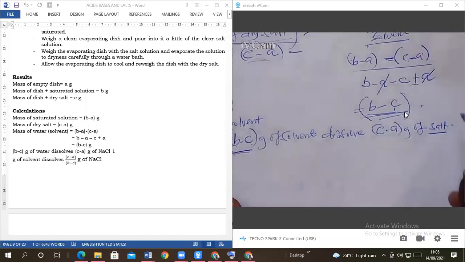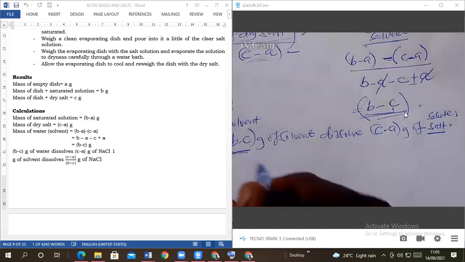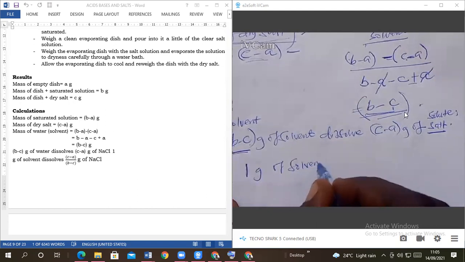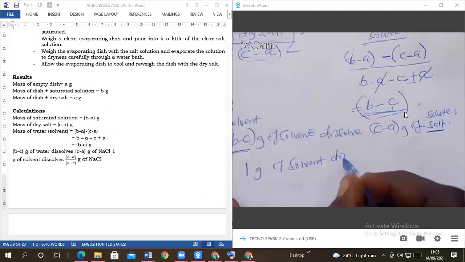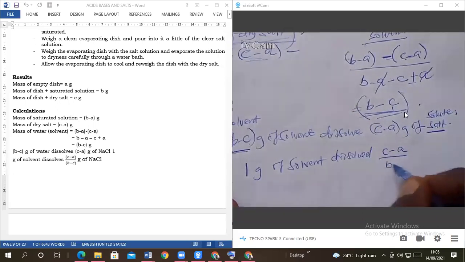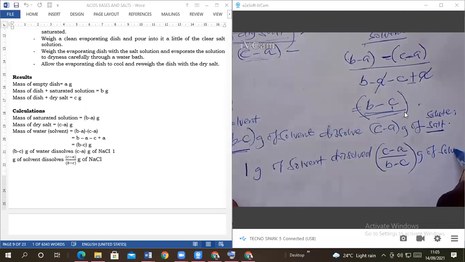Okay, if not salt, it is a solute. So what about 1 gram of the solvent? What did it dissolve? It dissolved C minus A out of B minus C grams of the solute.